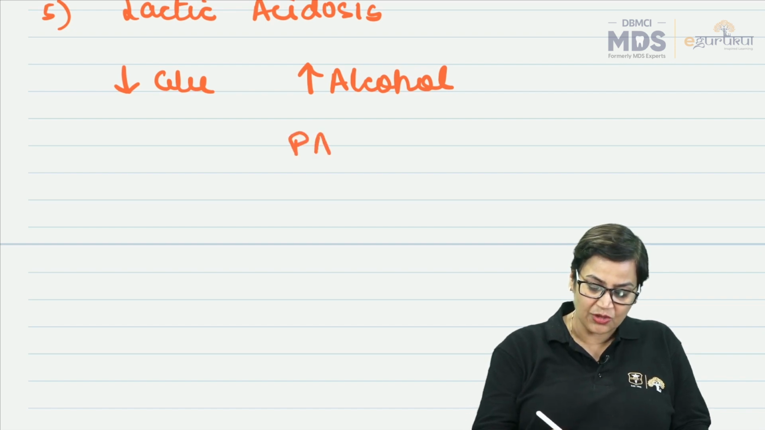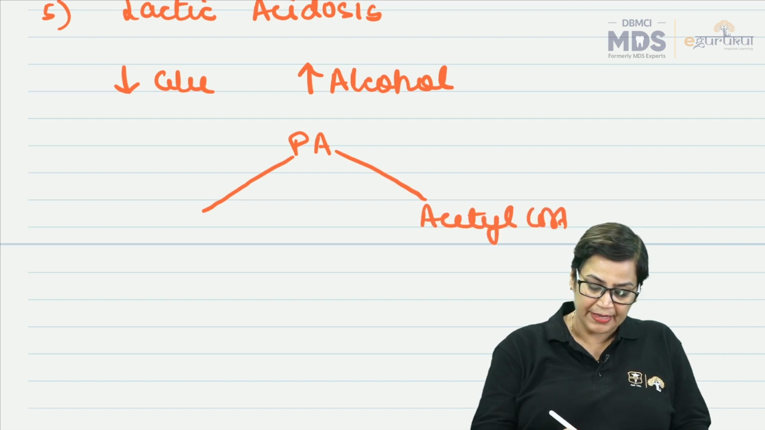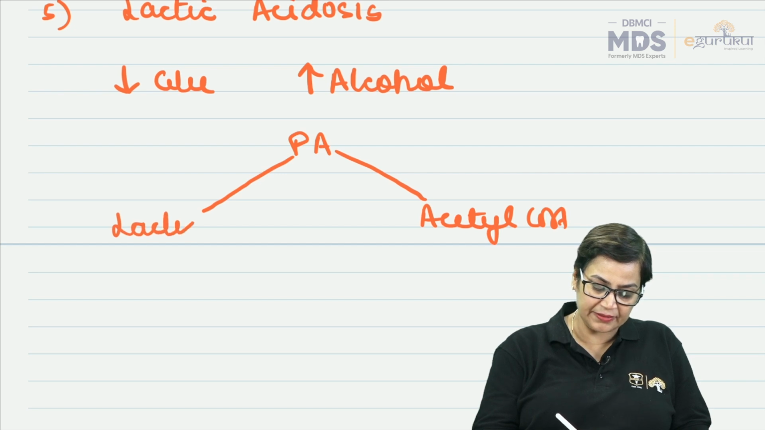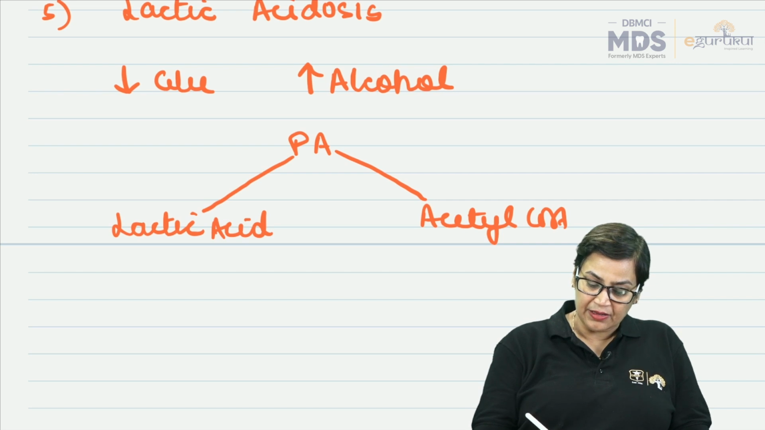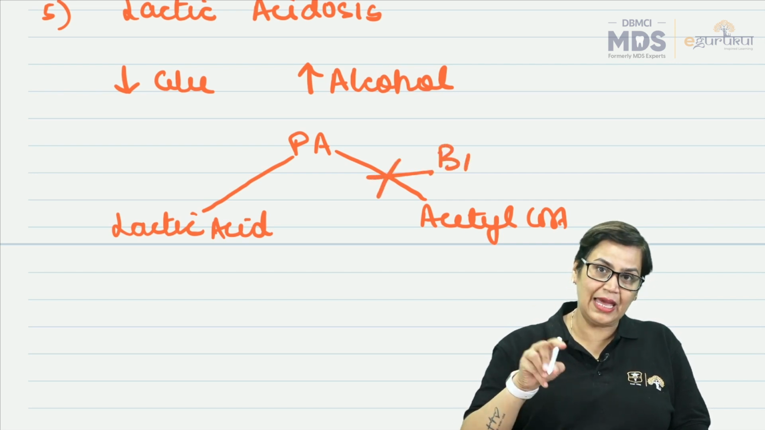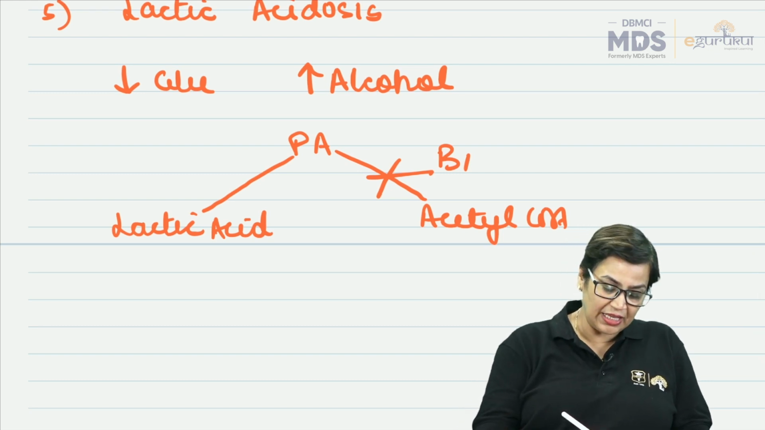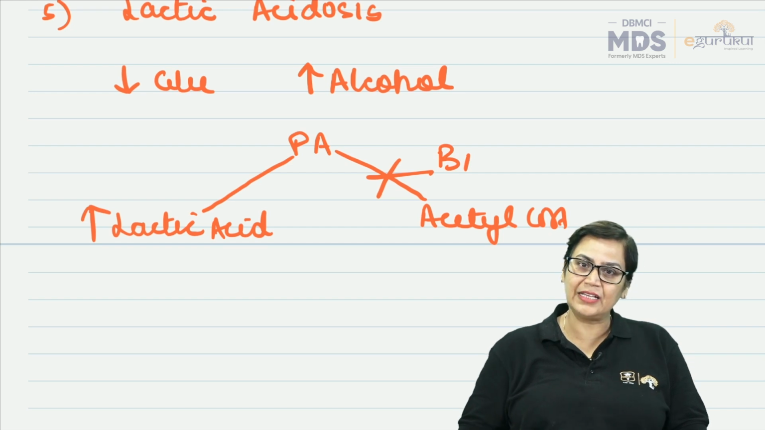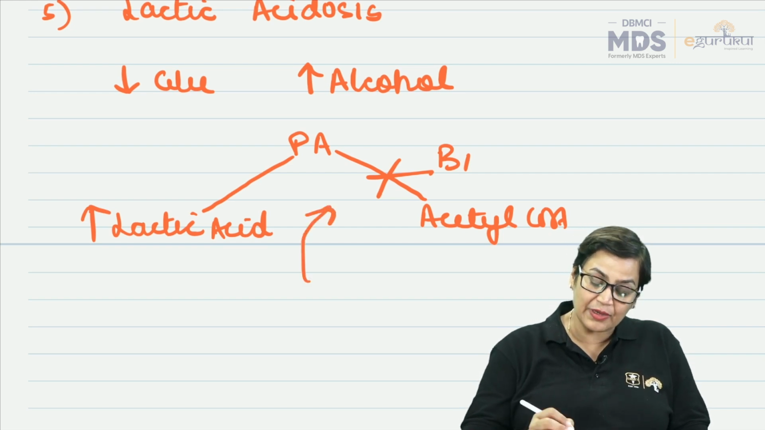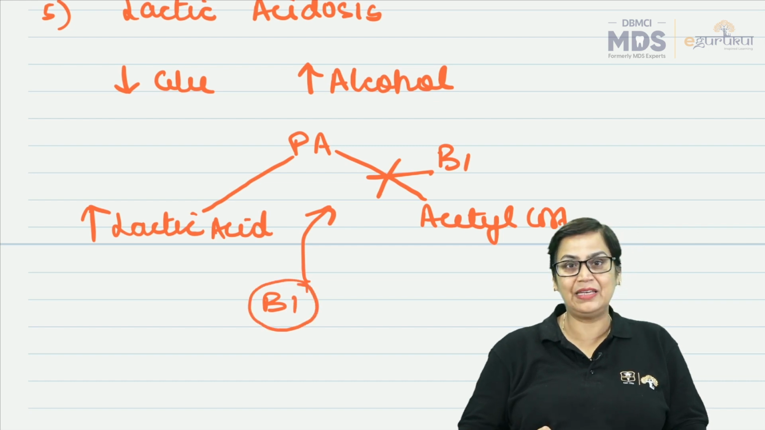The reason is because pyruvic acid is being converted into acetyl coenzyme A, and otherwise it is forming lactic acid. Okay? This enzyme needs B1, and alcohol is interfering with B1, so this reaction is not possible. So there is increased concentration of lactic acid. So immediately if that person is given this B1 supplementation, this reaction can be retained.